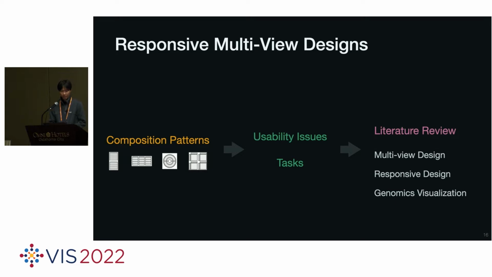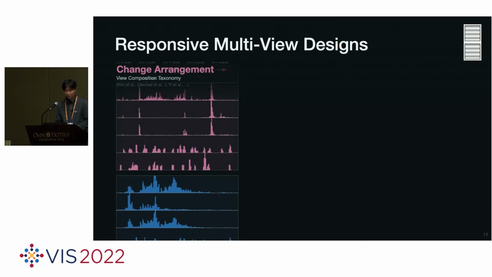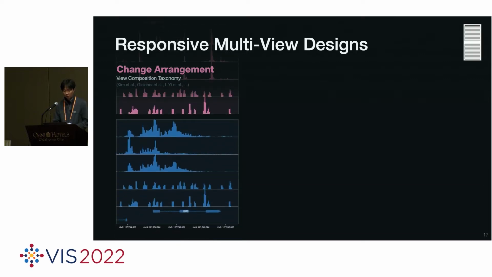For each high-level approach, I want to share 1 or 2 examples in this presentation. First approach is changing arrangement in different screen resolutions. One of the issues with vertically long composition is that users have to scroll up and down frequently to compare between 2 sets of views.